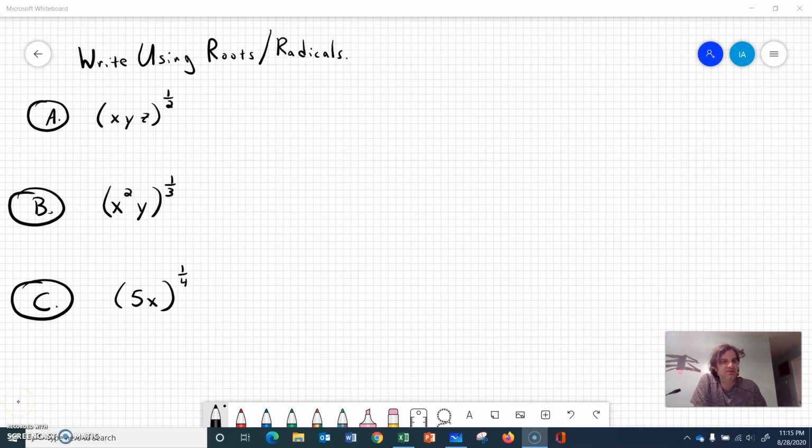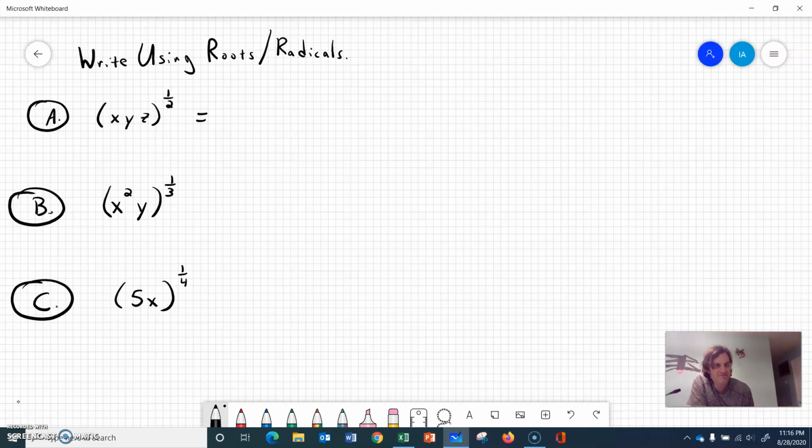Mr. Allred, and we are working with rational exponents right now, which involves roots and exponents. And what we have here are a bunch of items written with exponents, and we're going to write them using roots or radicals. So the first one is the quantity of xyz, all raised to the 1/2 power.